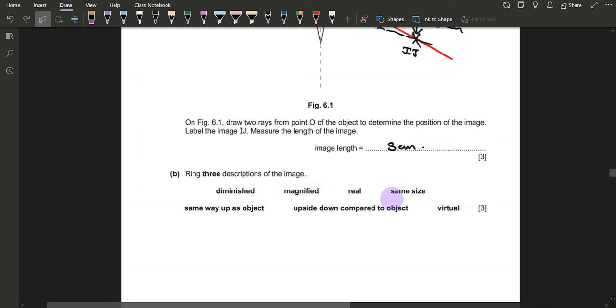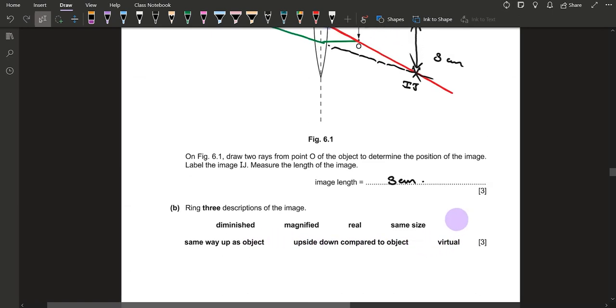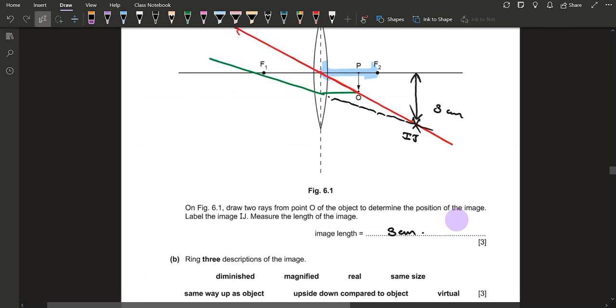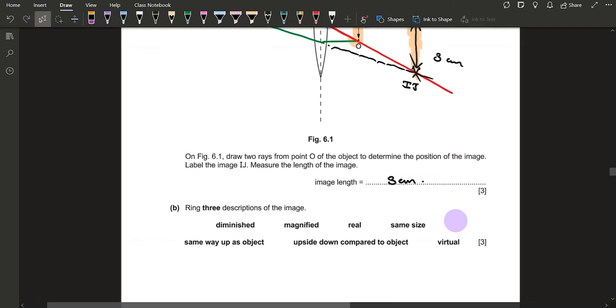We have many options here: diminished, magnified, real, same size, same way up as the object, upside down compared to the object, or virtual. Now, you can see that image and the object are both on the same side, and they have same direction. So we have to circle this, same way up as the object.